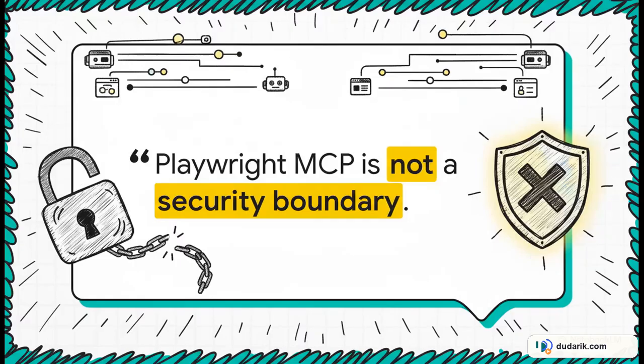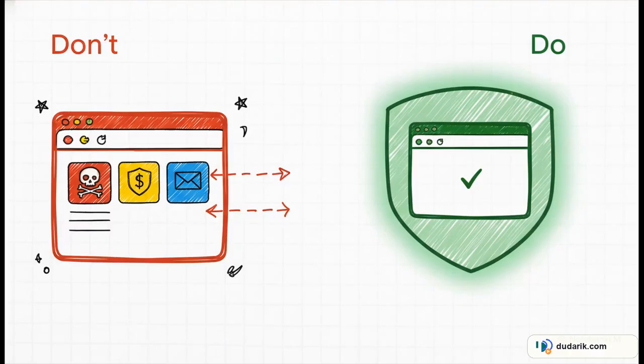Okay, everyone listen up, because this next part is maybe the most important thing you need to remember. This is a direct quote from the official docs. Playwright MCP is not a security boundary. You absolutely have to take this seriously. So what does that actually mean?